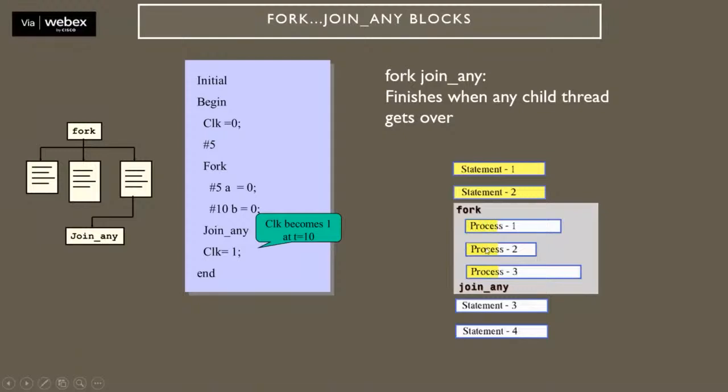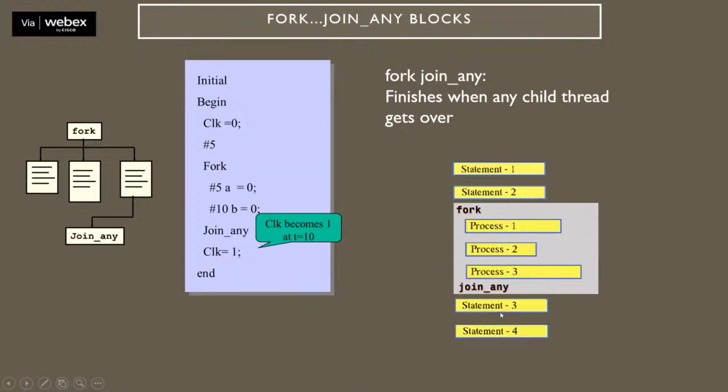Once it's been forked, all the processes will be done parallelly, but process 2 gets completed earlier. Hence statement 3 immediately takes off after process 2 and then executes 3 and then goes for 4. So statement 3 doesn't wait for the completion of process 1 and process 3. Unlike in fork and join, where statement 3 would wait until all the processes are complete. Only then would it join and go for the execution of statement 3.